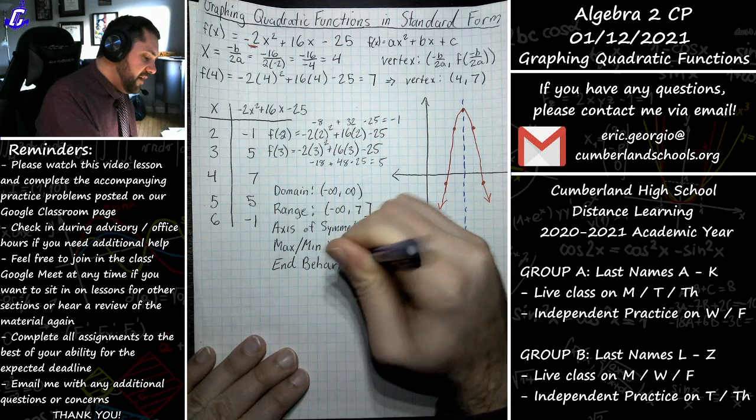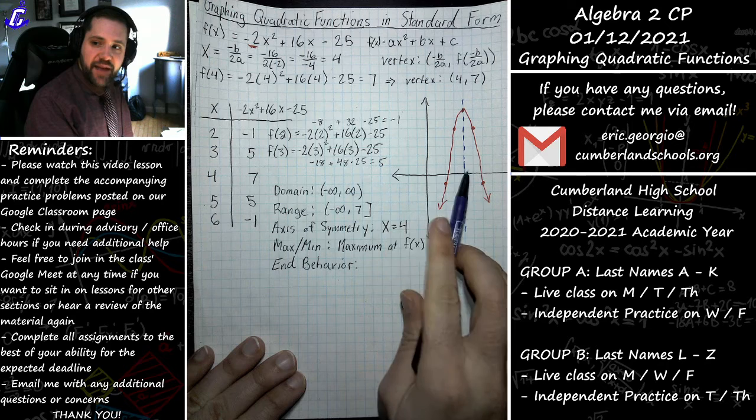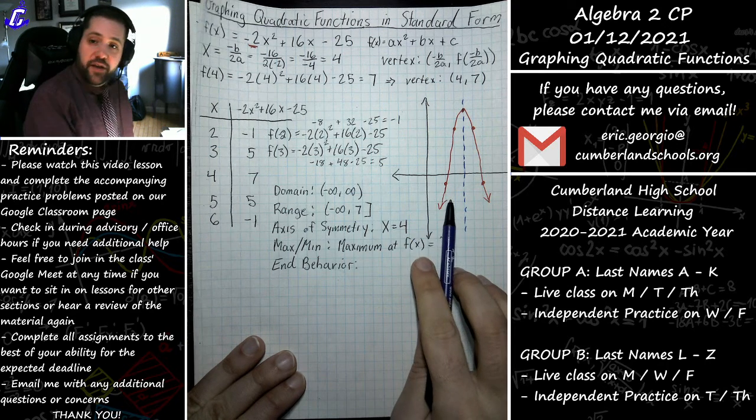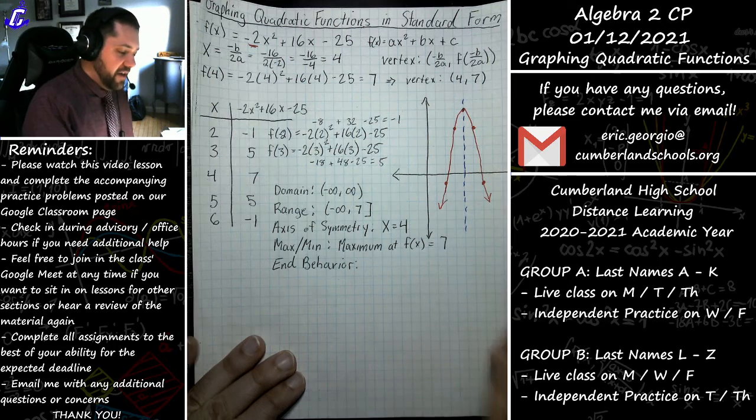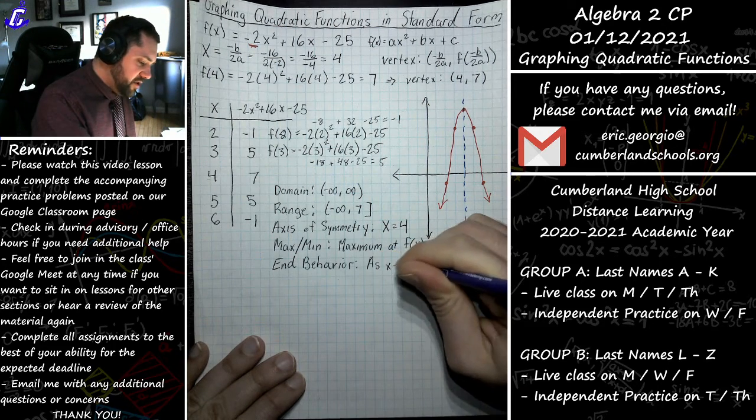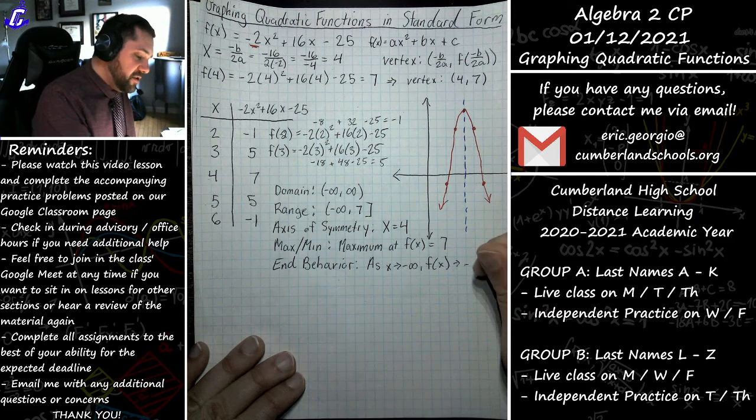Notice how the parabola is going down on both sides. As x approaches negative infinity means as we proceed to the left. As your x values get smaller, what are your y values doing? They're also getting smaller. As x approaches negative infinity, the function itself is also approaching negative infinity.